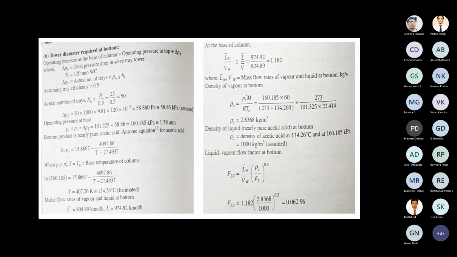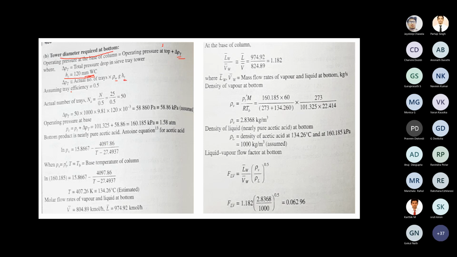Similarly, you have to find out the tower diameter required at the bottom. The procedure is slightly different here. The operating pressure at the bottom of the column is the operating pressure at the top, here we fix 1 atmospheric pressure, plus delta P total, that is the total pressure drop in the column. That's why you are calculating this. So delta PT is the total pressure drop in the sieve tray tower. You can assume that as 120 mm of water column. So total is the number of trays into rho W g into HT.